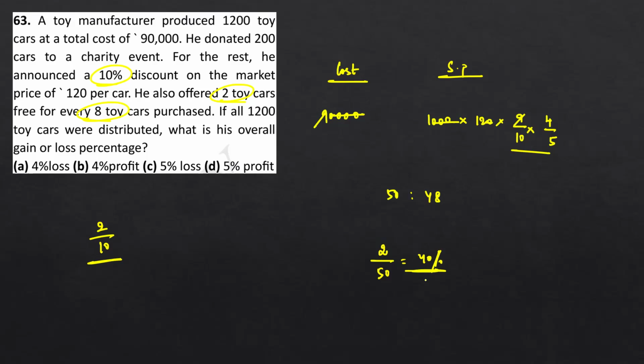Into 100, you can take it. I'm just finding the ratio of the cost price and selling price. You can clearly see the cost price is more, selling price is less by 2 rupees. The selling price is less, which means it is a loss. It is a loss of 4%.